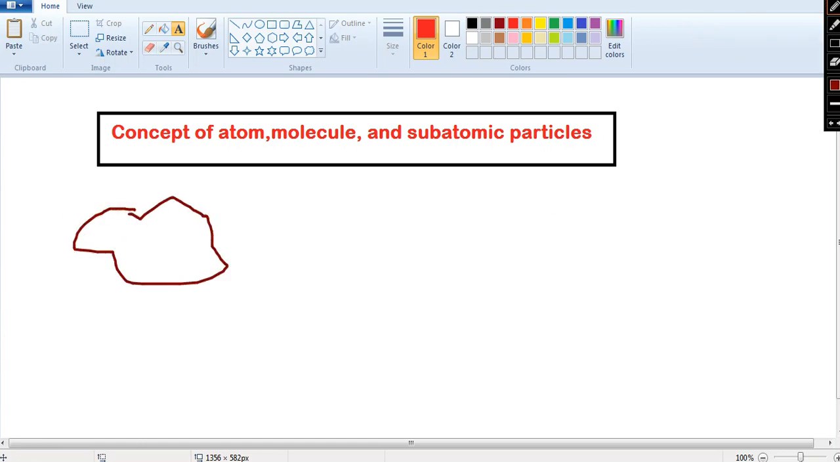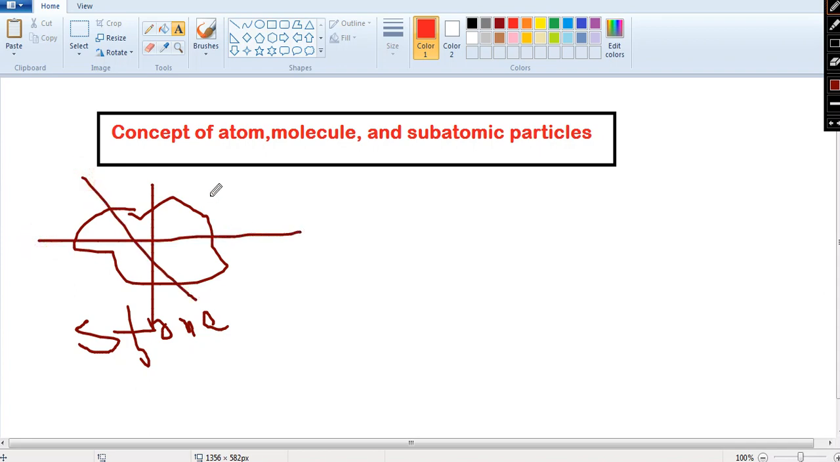Suppose this is a substance, a stone. Now, the first thing you should think is what are the things this stone is composed of? What is there inside this stone? And in order to get the answer, what do we do? We break it into smaller pieces. Now after breaking, what will happen? It will become smaller particles like this.